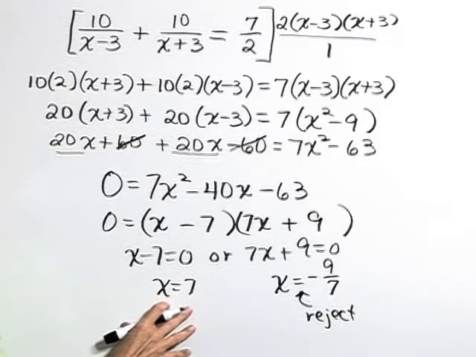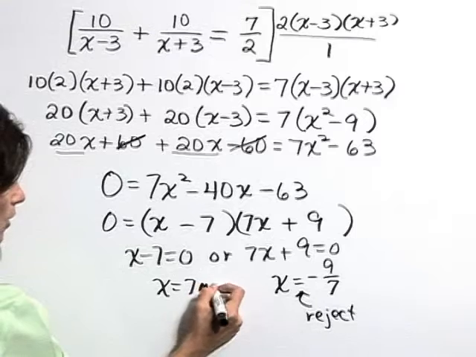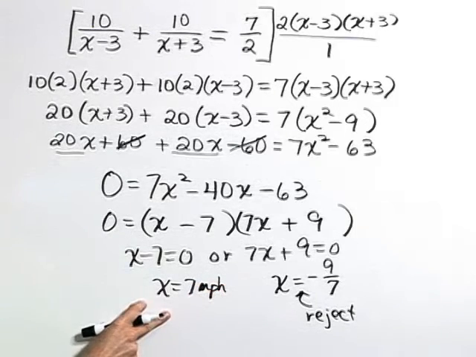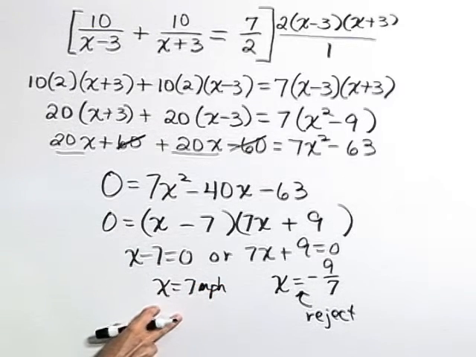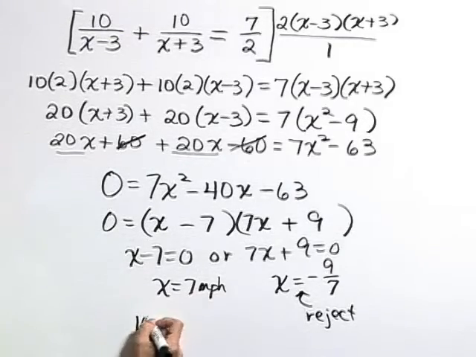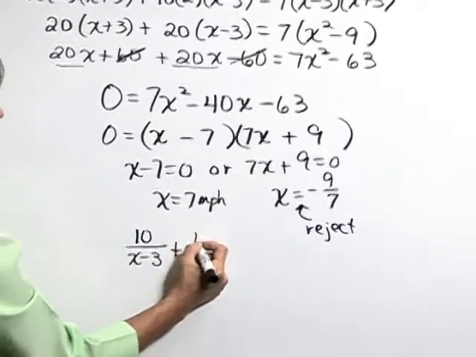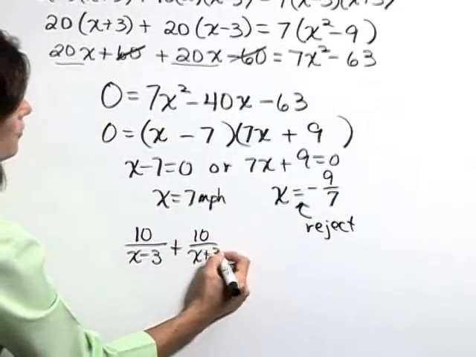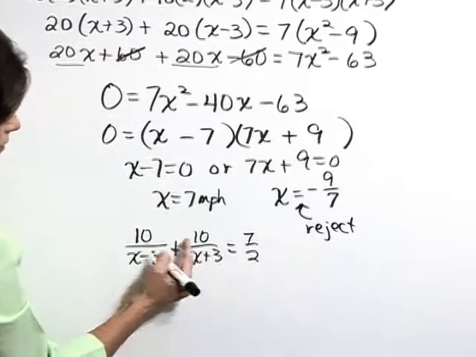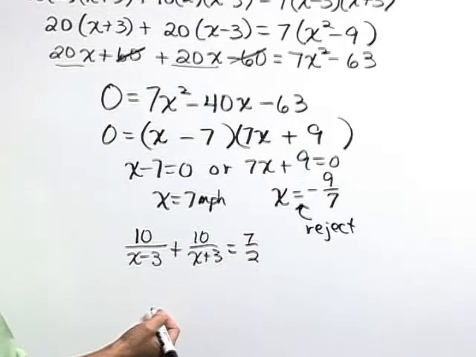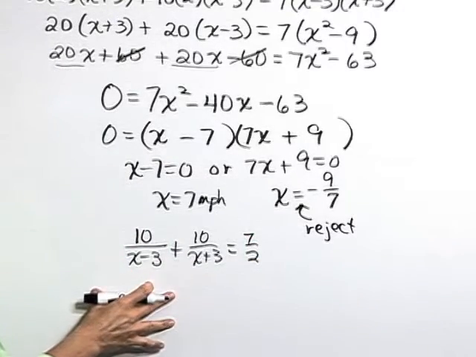Remember that this is a rate in miles per hour. Just make a quick note there. Let's go ahead and check this. Let's check it in our original equation, which was 10 over x minus 3 plus 10 over x plus 3 is equal to 7 halves. Let's substitute 7 in there and see if this works. This is our last step here.